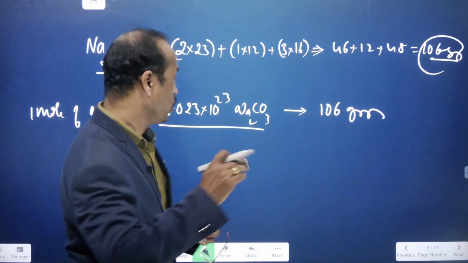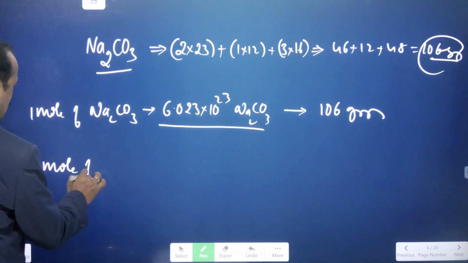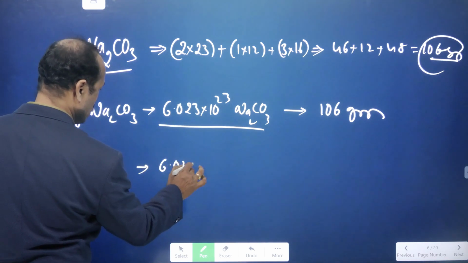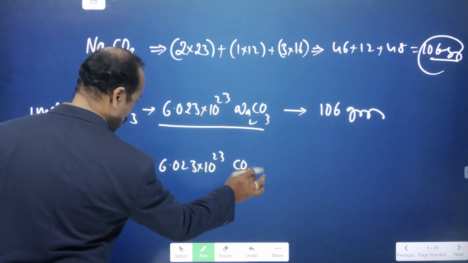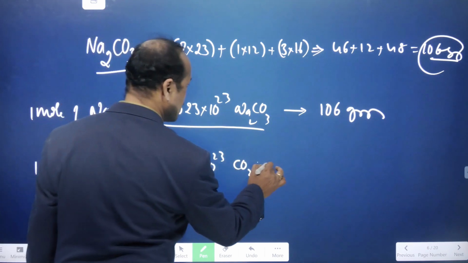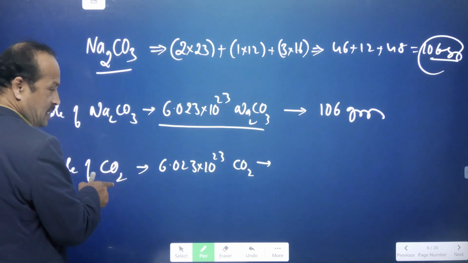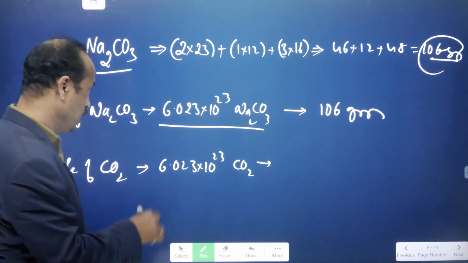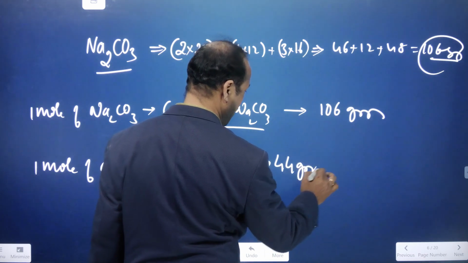Now, for a gas, for example, I will take 1 mole of carbon dioxide gas, CO2. The meaning is that it consists of 6.023 x 10^23 carbon dioxide molecules. And its mass: you know carbon atomic mass is 12 and 2 oxygens, each mass 16. So 32 plus 12 is 44. So the mass of 1 mole of carbon dioxide gas is 44 grams.